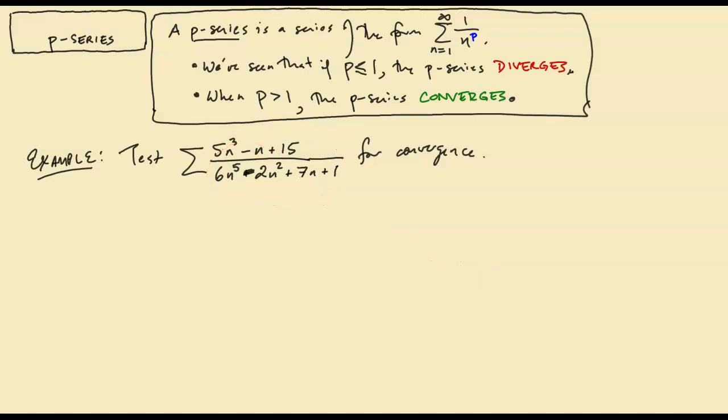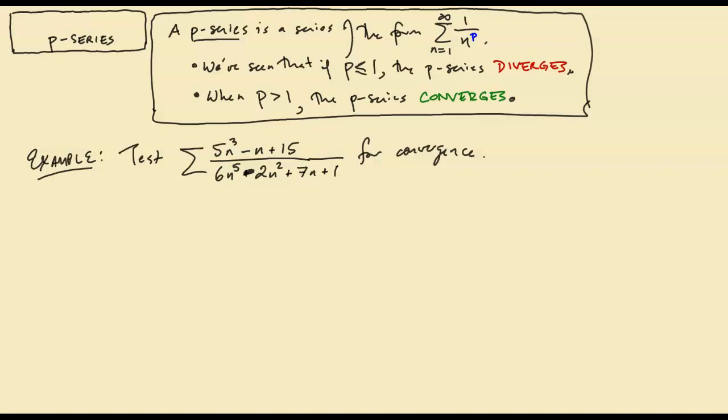Am I going to do some kind of direct comparison? God knows with what. This is a complicated expression. I'd have to somehow prove that if I think it converges, that its general term is always going to be less than some convergent series, but what would that be? Eugh. Or does it diverge? I don't know. Well, I do know, and the key here is going to be the limit comparison test.